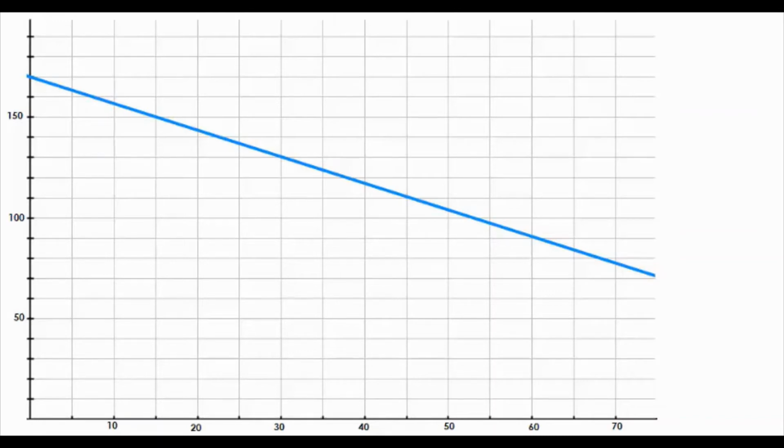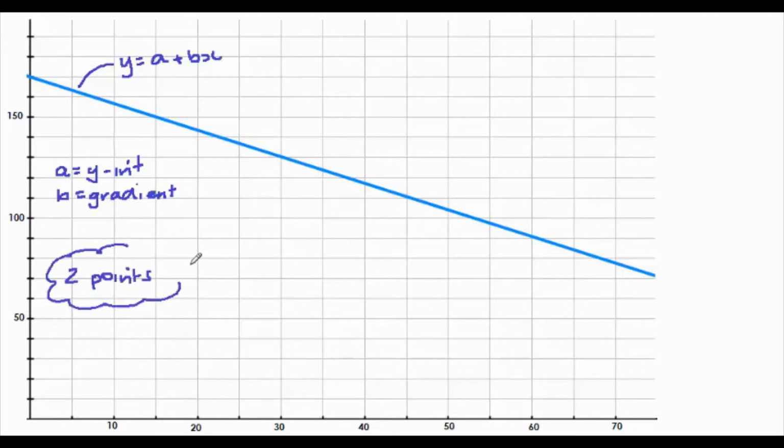I have a graph in front of me and I need to find the equation of this line. Now I do know that this line is going to come in the form of y equals a plus bx. And remember, a is the y-intercept and b is the gradient. Now what I'll need to do for the straight line, as I always would, is find 2 points.